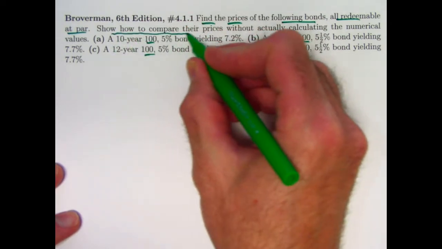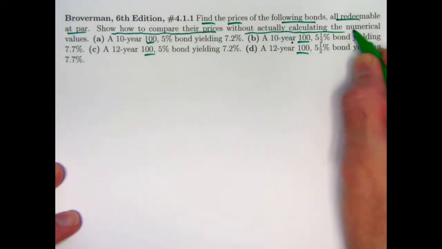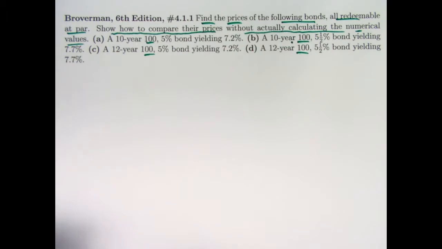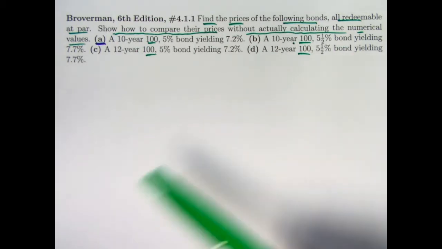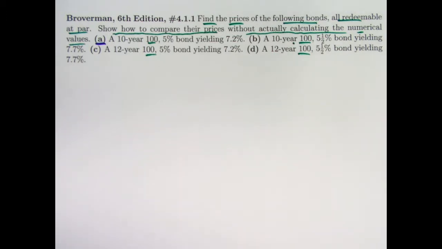We're also going to show how to compare their prices without actually calculating numerical prices. So that'll be kind of interesting. We're going to be able to look at just a formula and think about the formula to help us compare these things. Actually, in terms of calculations, I'm just going to do part A, and then I'm going to let you do parts B, C, and D. I will write down the answers for parts B, C, and D for you, and you can compare how you did. Then the very last thing we'll do will be to write down the formula to compare their prices.